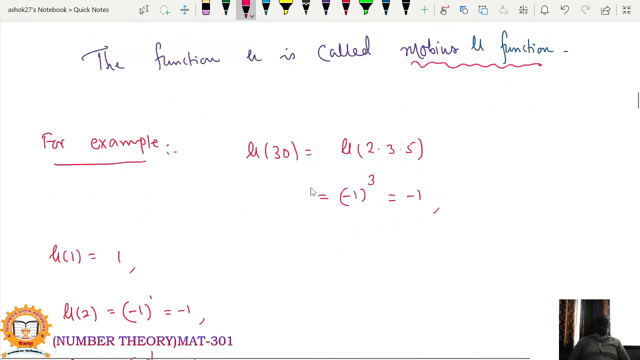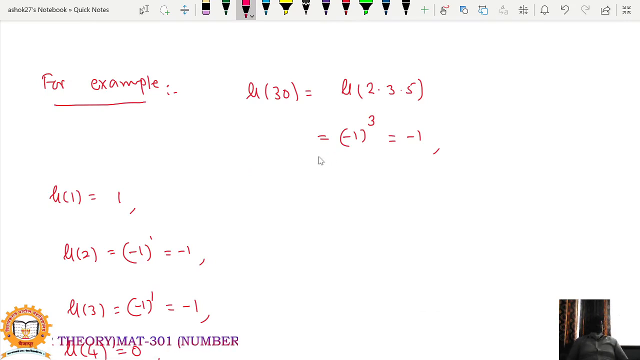So for example, if we take n equal to 30, you write 30 as 2 into 3 into 5. This is the prime factorization of 30, and all these three primes are distinct. So naturally, what is mu of 30? It will be minus 1 raised to 3, because r is equal to 3 here, which is nothing but minus 1. So mu of 30 will be minus 1.